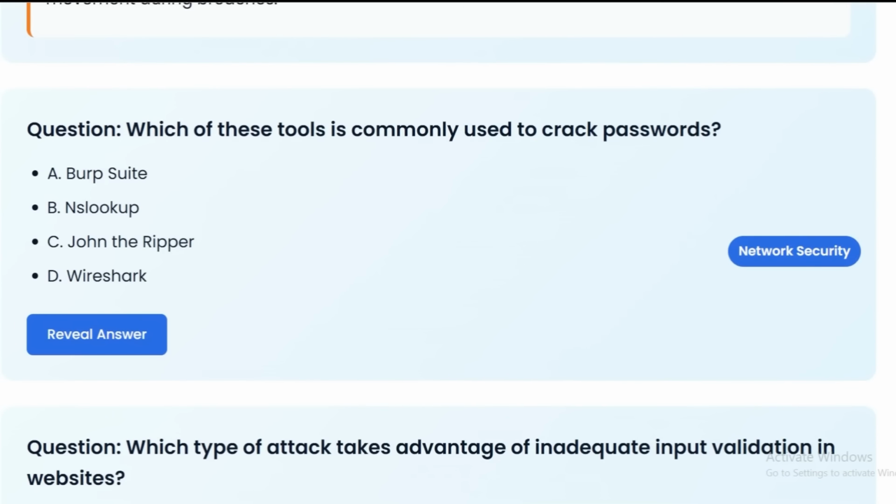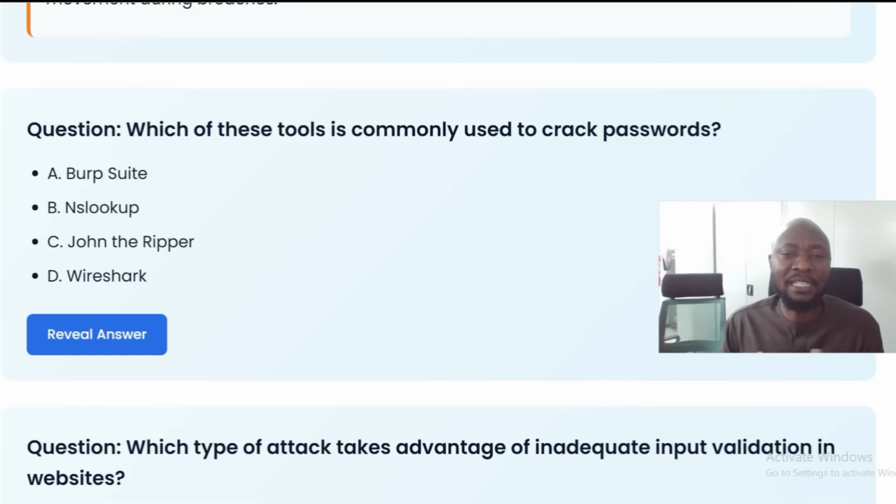So let's look at one more question. Another question is, which of these tools is commonly used for cracking passwords? When we are talking about tools used for cracking passwords, there are a lot of tools out there. So we have listed some here. The options are Burp Suite, NSLookup, John the Ripper, Wireshark.